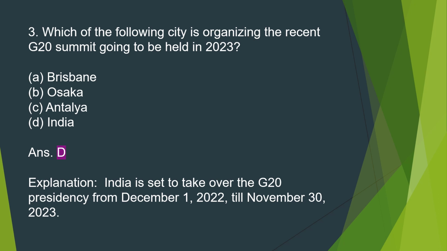Next is, which of the following cities is organizing the recent G20 summit going to be held in 2023? Option A, Brisbane. Option B, Osaka. Option C, Antalya. Or option D, India. So the correct answer is option D, India. As I told you previously, till November 2023, India is holding the presidency of G20. India took over the G20 presidency from December 1, 2022 till November 30, 2023, as I told you earlier also.